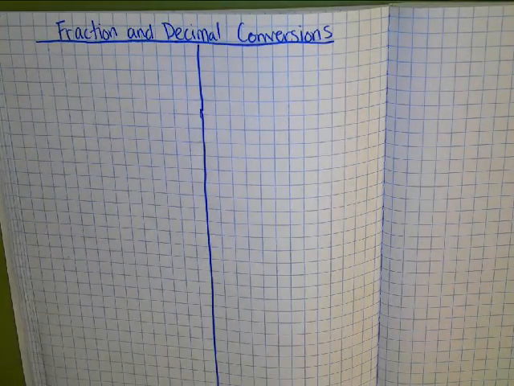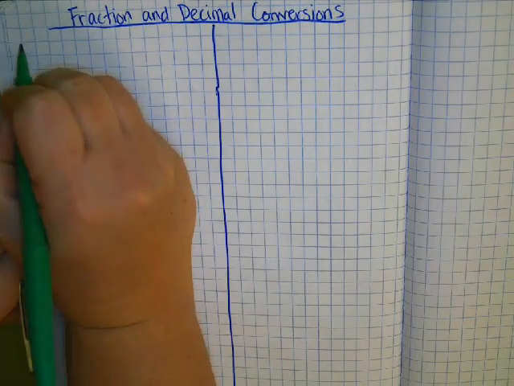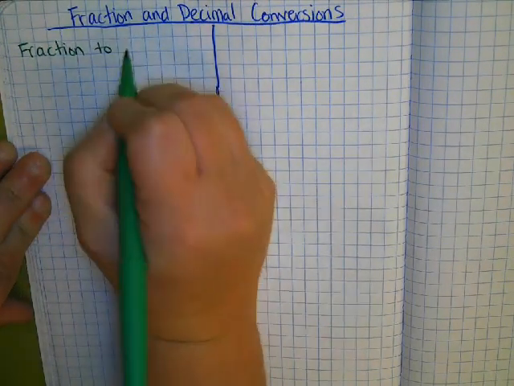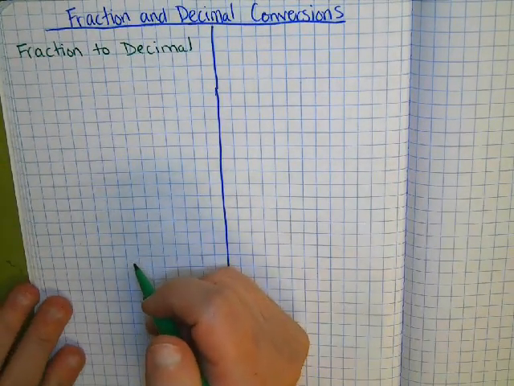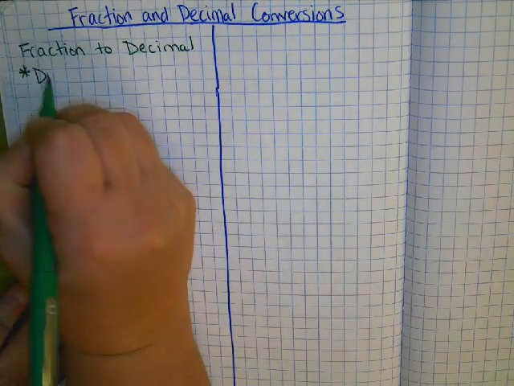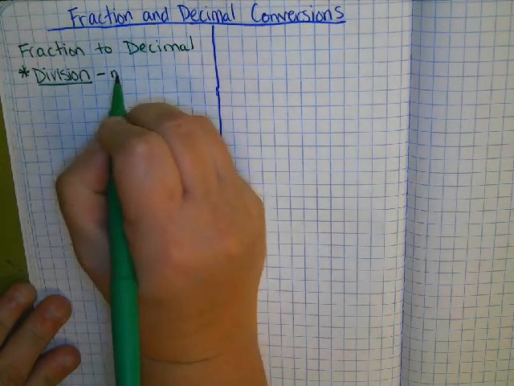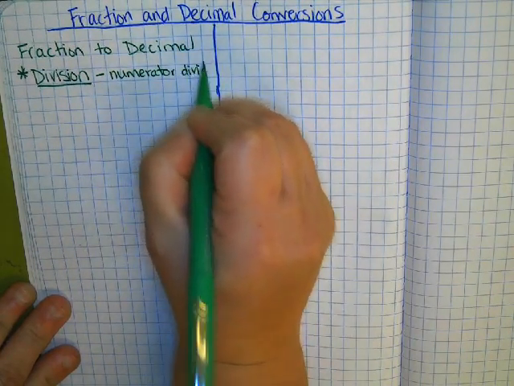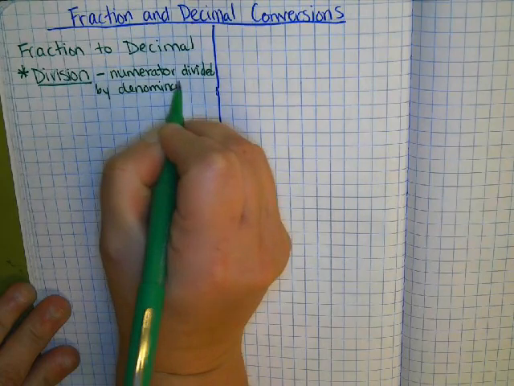Now, we're going to look at our first conversion. And on this side, we're going to be going from a fraction to a decimal. And there's two short things that we can do to help us change from a fraction to a decimal. The first thing we can do is division. So it's going to be the numerator, or the top number, divided by the denominator, or the bottom number.